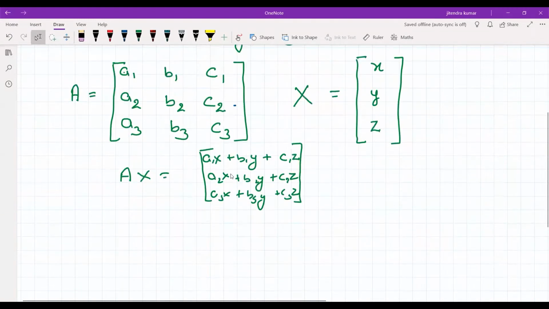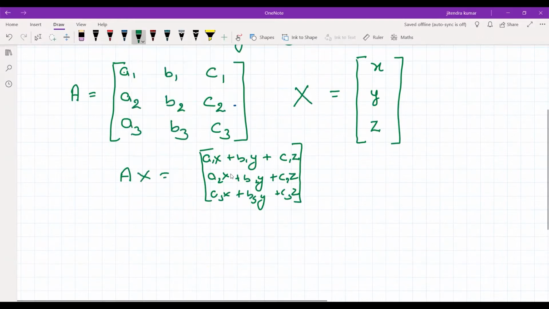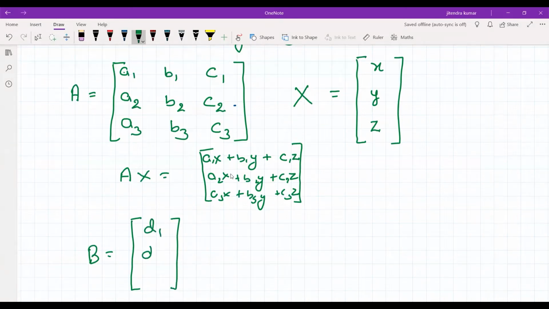Okay, and then third, we are going to consider a third matrix that we will take as B, and that will contain all the constant terms. Those are d1, d2, and d3.